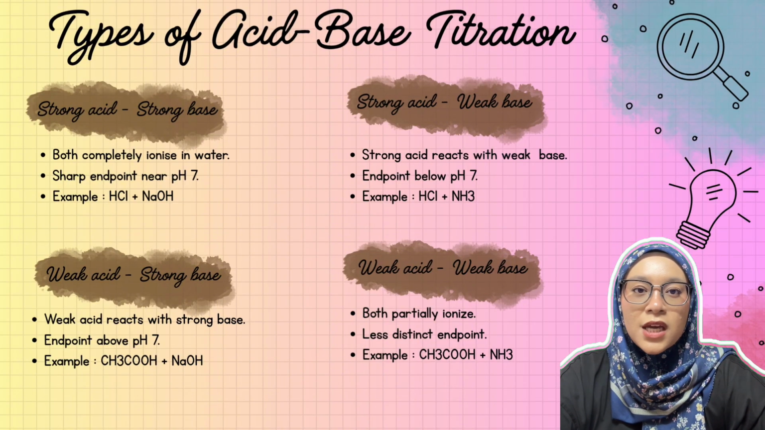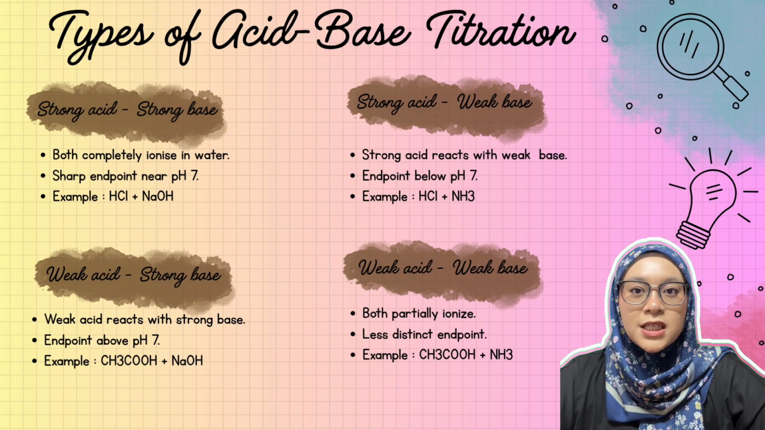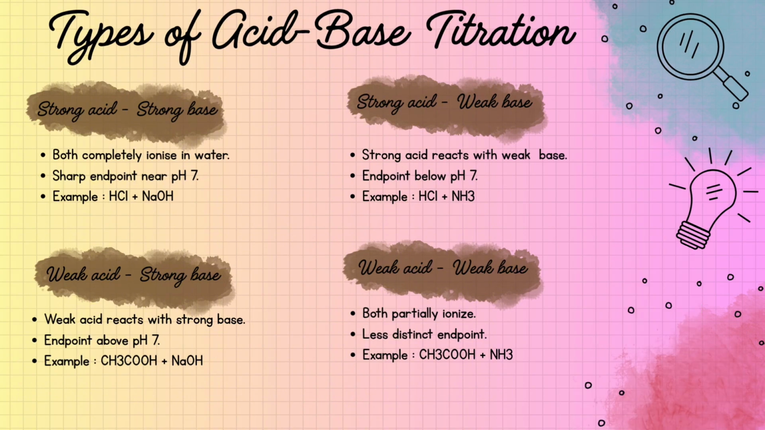The third type is weak acid and strong base titration. Since the acid is only partially ionized, the endpoint is usually above pH 7. A common example is acetic acid reacting with sodium hydroxide. Lastly, we have weak acid and weak base titration. In this type, both the acid and base are weak, so the pH change around the endpoint is less obvious, making it harder to determine accurately. An example is acetic acid reacting with ammonia. So, the main difference between these titrations is the strength of the acid and base used, which affects the pH and the endpoint of the reaction.